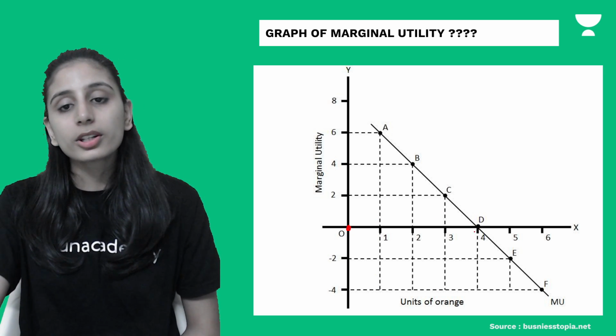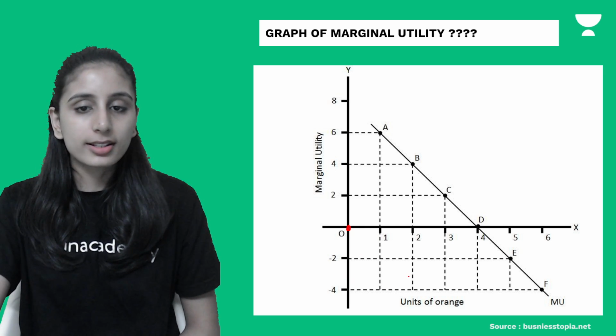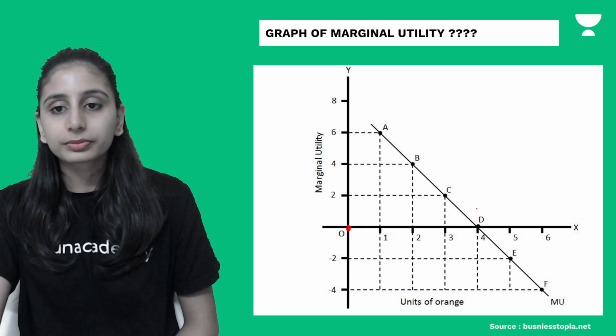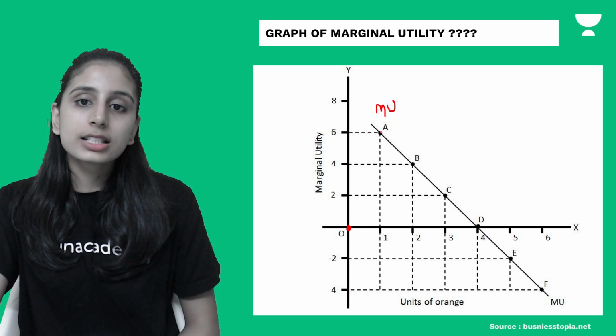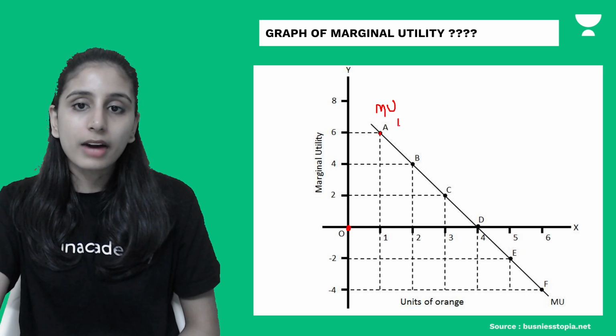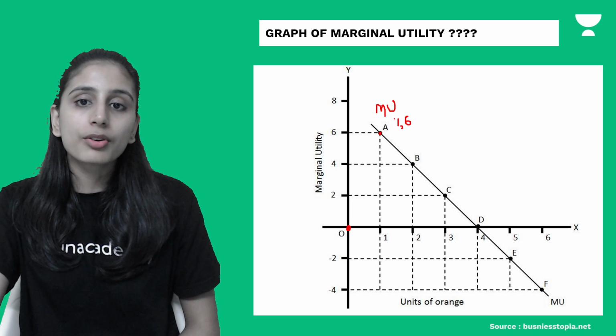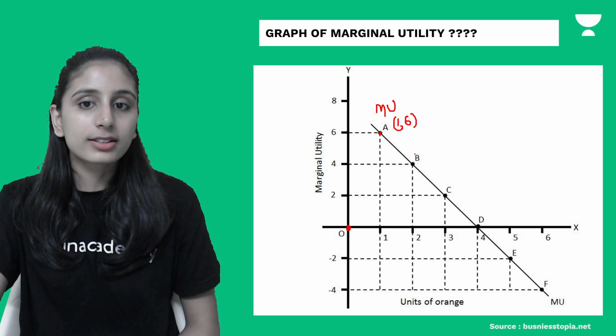We just don't get confused that this is negative. Why it is negative? I'll explain it here. This is the MU curve. It starts from 6. What does that mean? After eating one apple, I got an additional satisfaction of 6 utils.